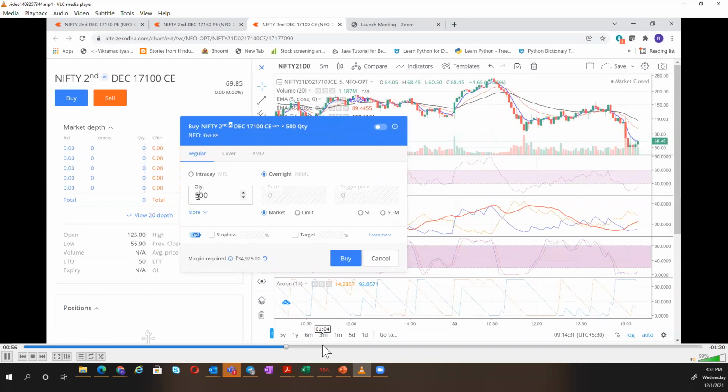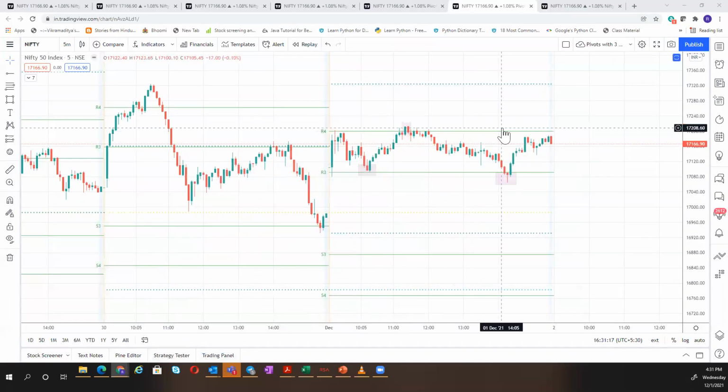All right, what happens whenever we place a trade? Now, this trade was placed right at the opening. I'll tell you why exactly I placed this trade. Okay, before we continue further, this was the trading setup today.